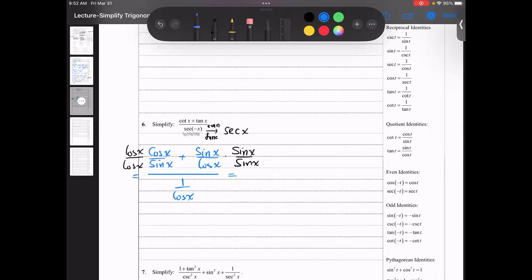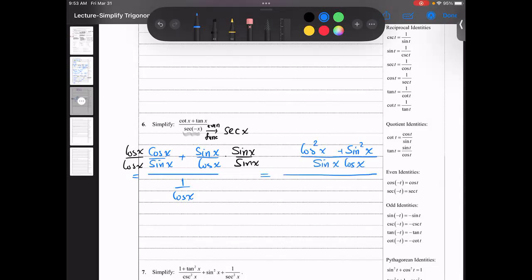Now cosine x times cosine x is cosine squared x, yeah? Sine x times sine x is sine squared x. And please put the square in the right order. I do not want to see the square on the x. That will be wrong. That means different things in math. The only thing being squared is the angle, not the whole function. Over the common denominator, which would be sine x cosine x.